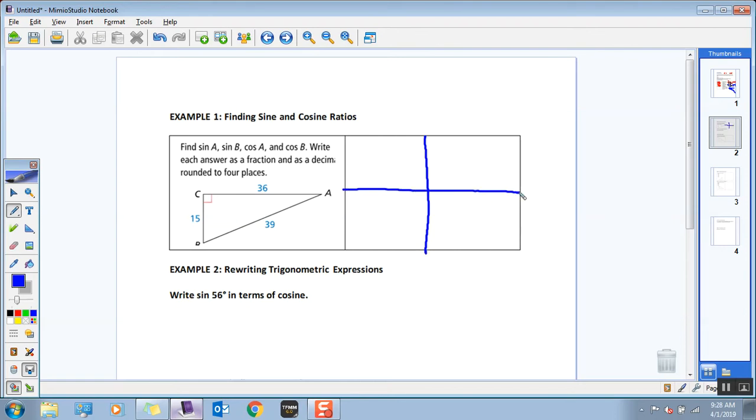I want you to find the sine of A. I want you to find the sine of B. I want you to find the cosine of A. And I want you to find the cosine of B. Go ahead and take a moment and do that as a fraction, not necessarily simplified. When you have those 4 answers, check with the neighbor around you. If you disagree, talk about why you disagree, all right?